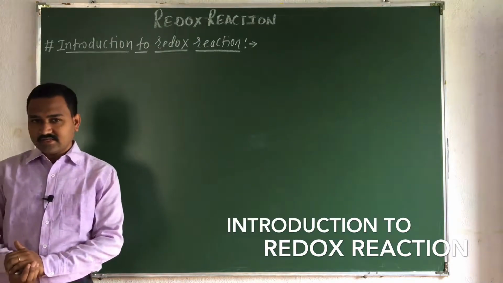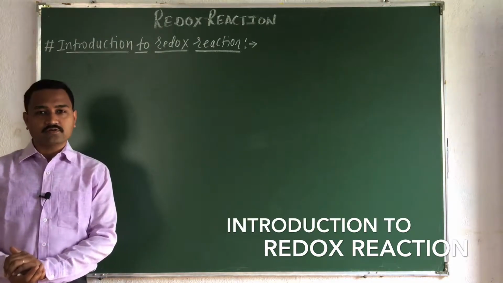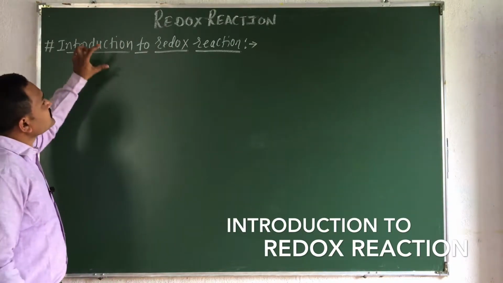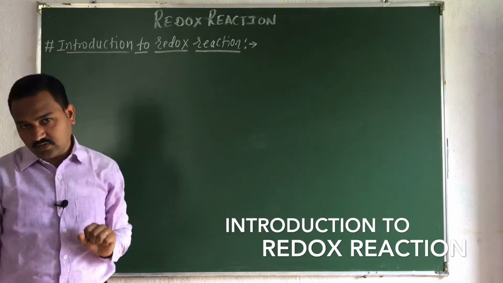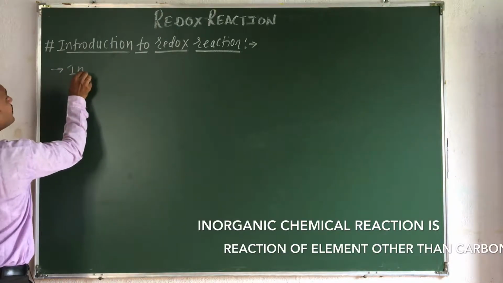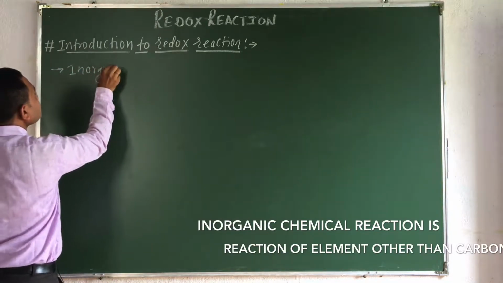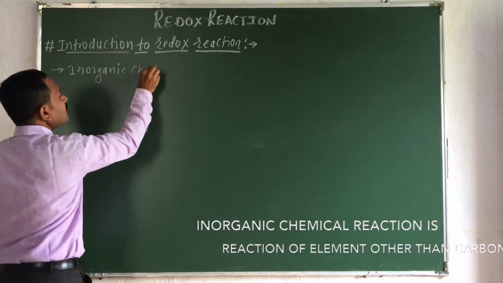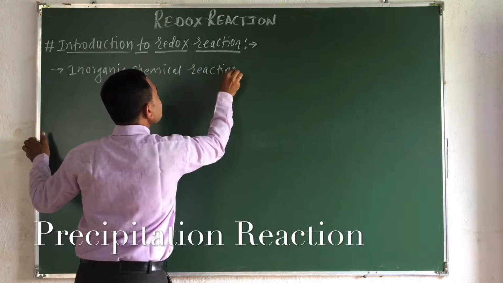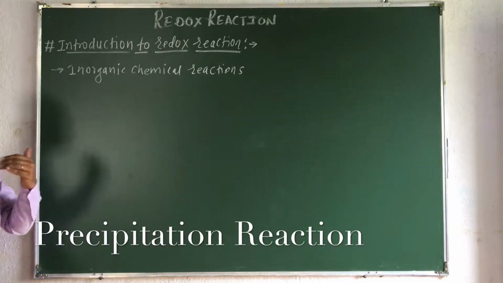So in the previous lecture we have studied the contents of the redox reactions. Now in this lecture we are going to start with the introduction of the redox reactions. Generally, inorganic chemical reactions are classified into three types. Now which are the three important types?